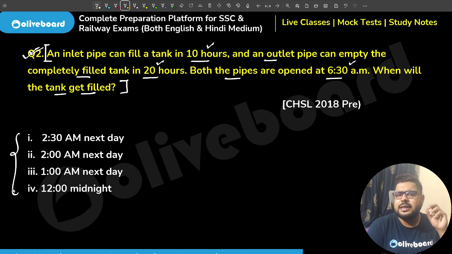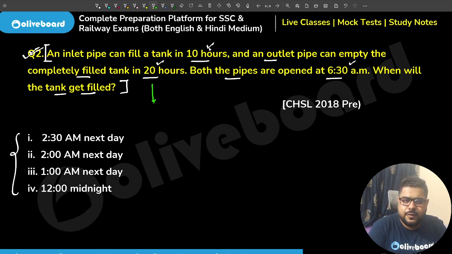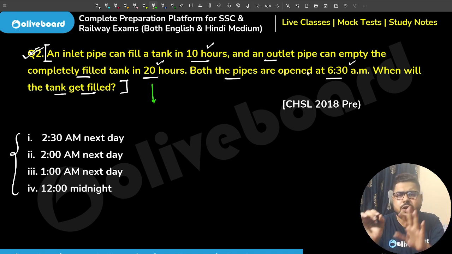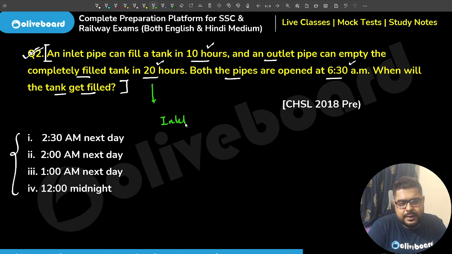Again, the shortest way, we can use the very famous shortcut over here. One pipe can fill it, one pipe can empty it. But I'm not going for any shortcuts, as I just told you. We'll understand the basics using this question. If somebody hasn't gone through the basics, you can understand the basics as well. So there are two pipes. One is an inlet and the other is an outlet.